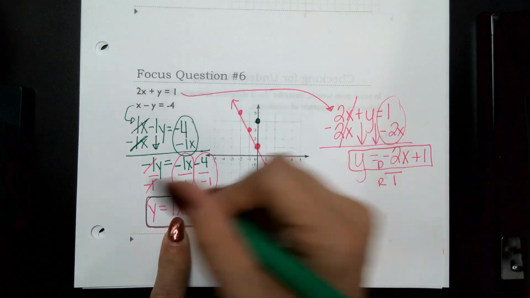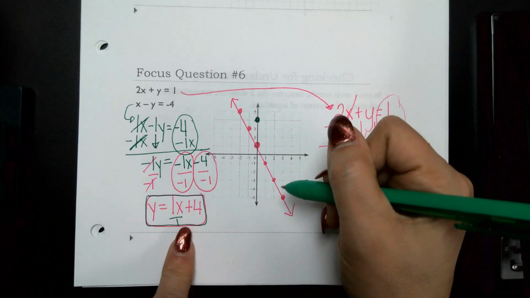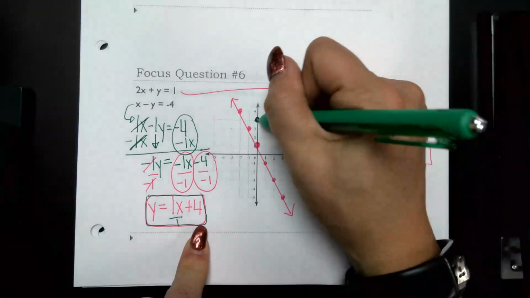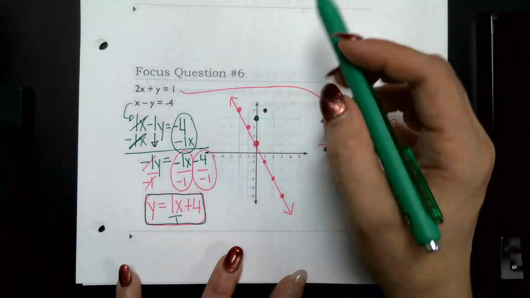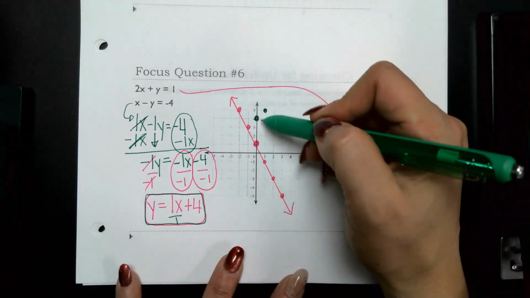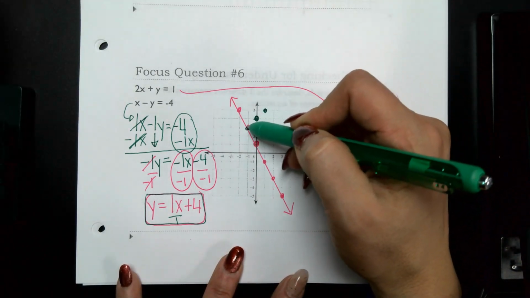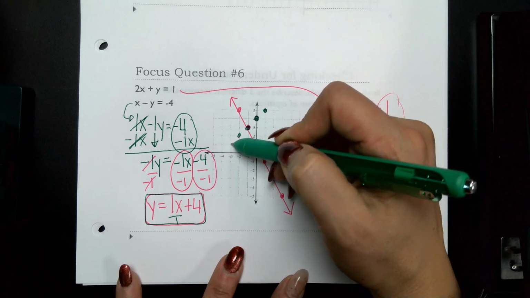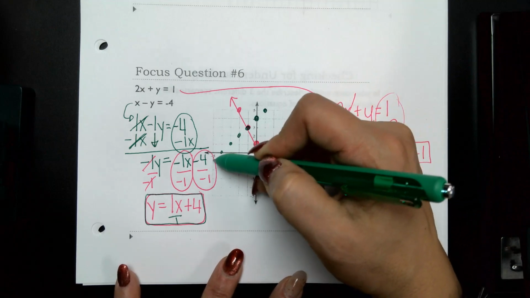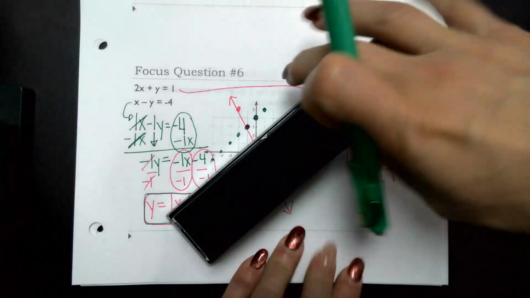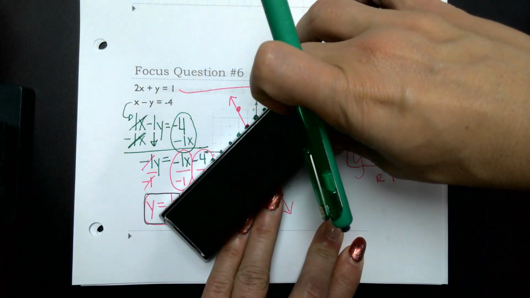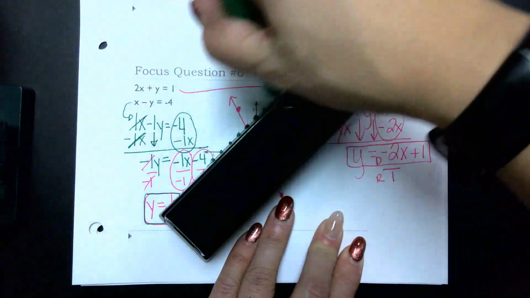positive 1 slope means up 1, right 1, up 1, right 1. Well, I can only do that once, up 1, right 1. But then, bless you, instead of going up and right, we can go down, left, down, left, down, left, down, left, down, left. Put your ruler or whatever straight edge you're using, connect them.